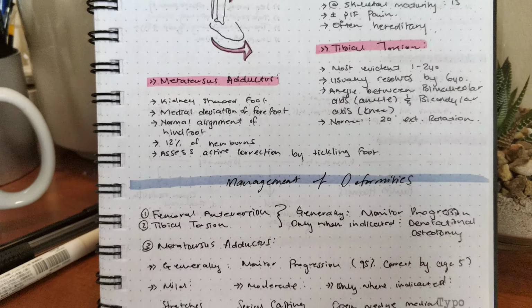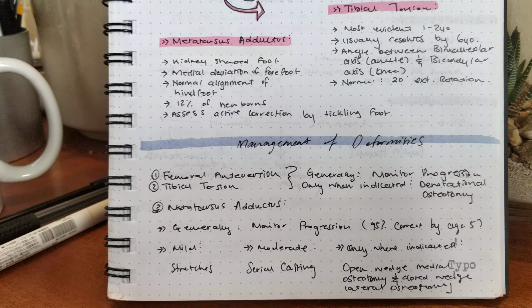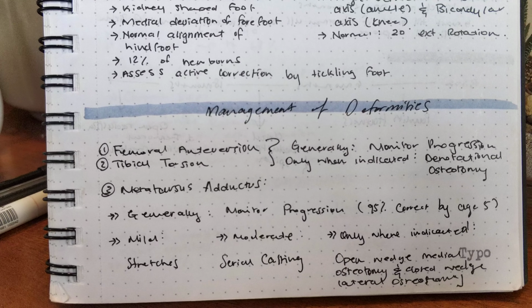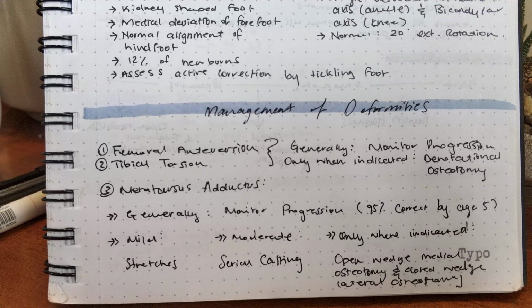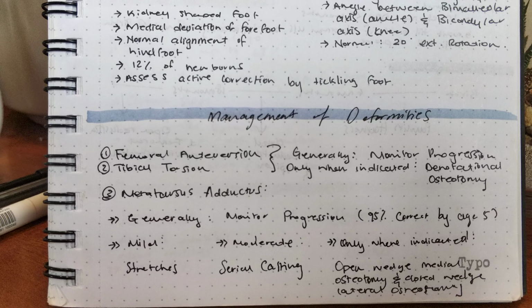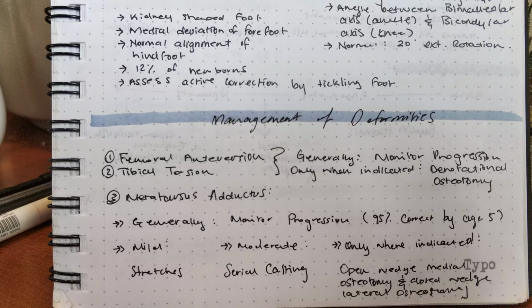Okay, management of intoeing. For femoral anteversion as well as tibial torsion, generally we just monitor for progression, and only when indicated we will do a derotational osteotomy.